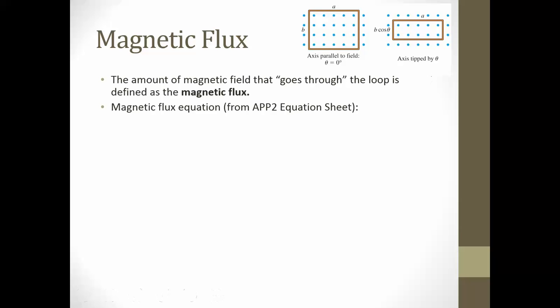So the magnetic flux equation, and this is on your equation sheet, we have two versions of it. It is the dot product of the magnetic field vector and the area vector. And the simplified version that we're going to be using for our calculations is that the magnitude of the magnetic flux is equal to the magnitude of the magnetic field times the cosine of the angle times the magnitude of the area.